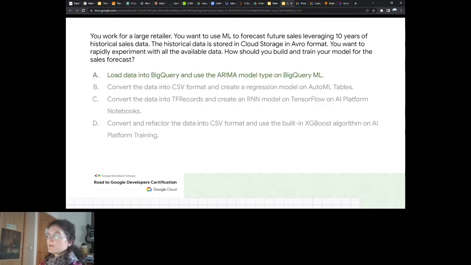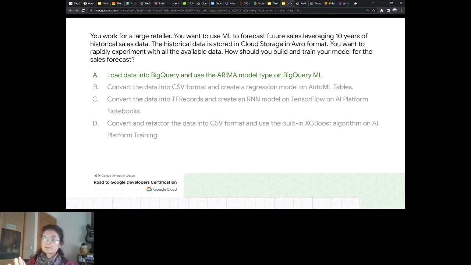A. Why? Okay, again, pay attention to the question. It says you want to rapidly experiment. That's why I said it with emphasis on that part. It's something that you want to do fast. You don't want to start converting, transforming, and doing all that stuff. You want to really have a quick view of whether this is good or not. And then it says also that it is for forecasting, okay?